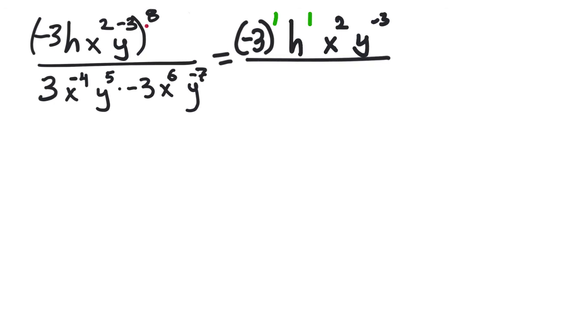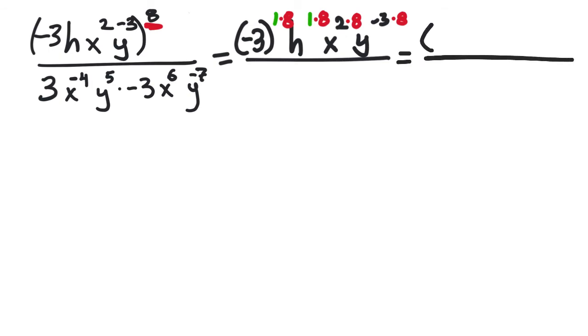But again, this 8 on the outside of that parentheses, since it is parentheses, I need to multiply this 8 exponent by all the exponents on the inside of the parentheses. So that'd be negative 3 base to the power of 1 times 8, h base to the power of 1 times 8, x base to the power of 2 times 8, and y base to the power of negative 3 times 8. So this allows me to further simplify this numerator.